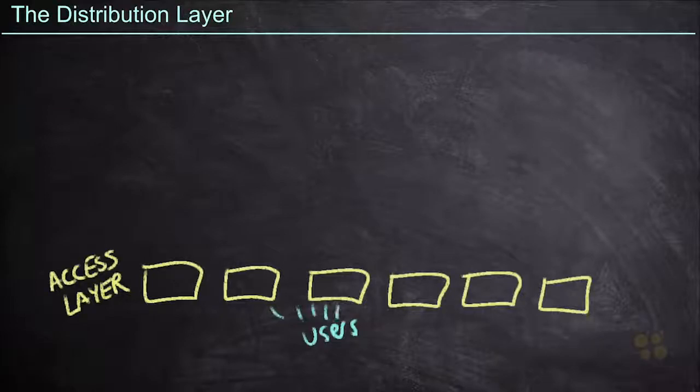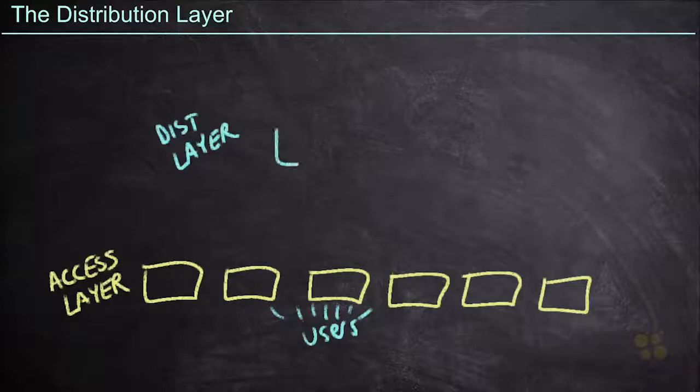Now that we have an access layer and all of our users are connecting in via that access layer, we're going to find ourselves with a whole lot of these switches, and I've drawn 6 on the screen here, but we could have dozens of switches in the access layer. And all of those switches have to connect to something in our network, and that is going to be the distribution layer. The primary goal of the distribution layer is to aggregate physically all of the different access layer connections that are in our network.